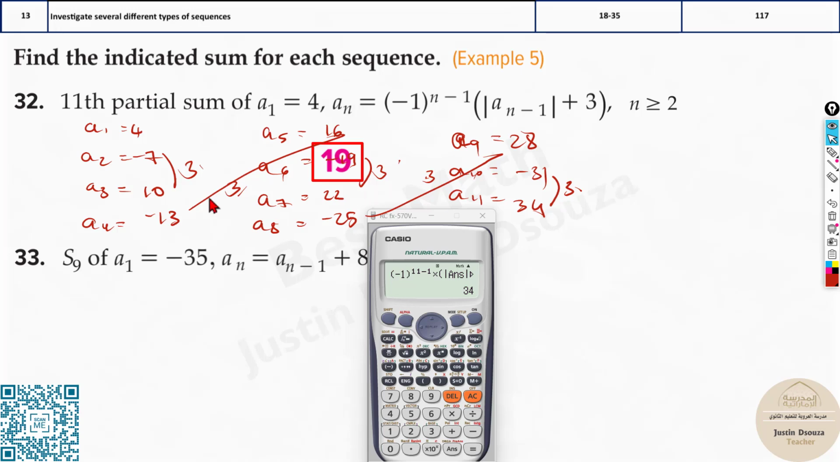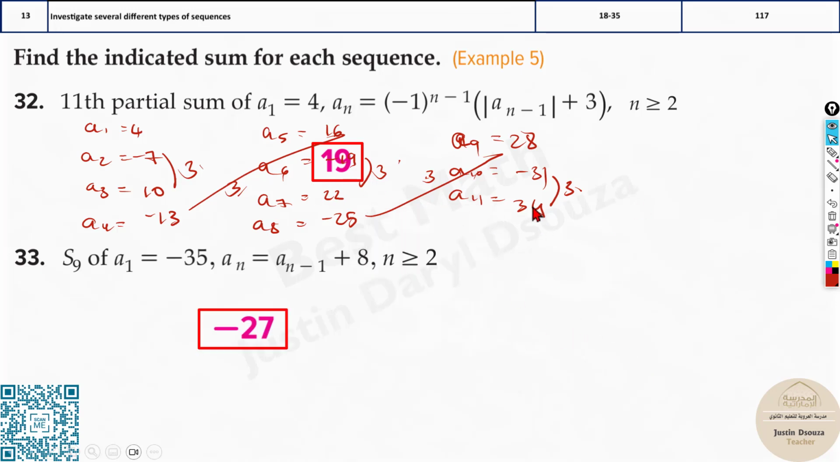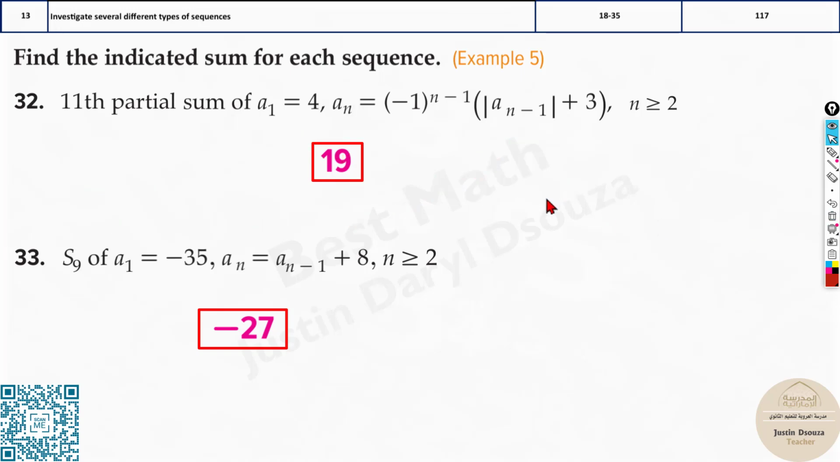Or you can directly add all these numbers. If you add 4, minus 7, 10, minus 13, all these numbers, just add them up. You will get the answer, 19 itself. But why did I do this? Because I can see there's a difference from minus 31 to 34, it's 3. Again, from these previous 2 terms, it's 3, 3, 3, 3. And the first number was 4. So I just added them up like that.